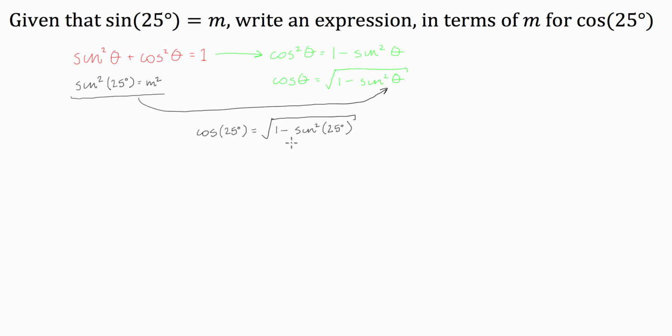And then we've just said prior that this is equal to m squared. So in terms of m, cosine of 25 degrees is equal to the square root of 1 minus m squared.